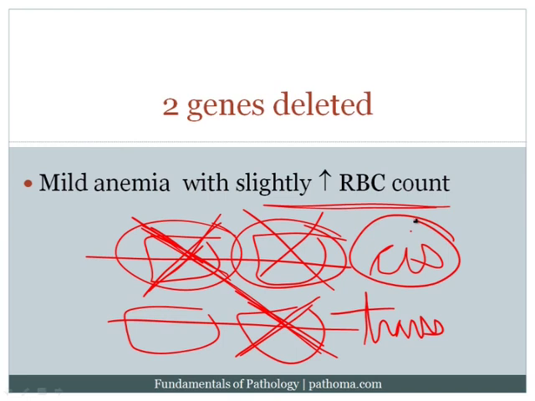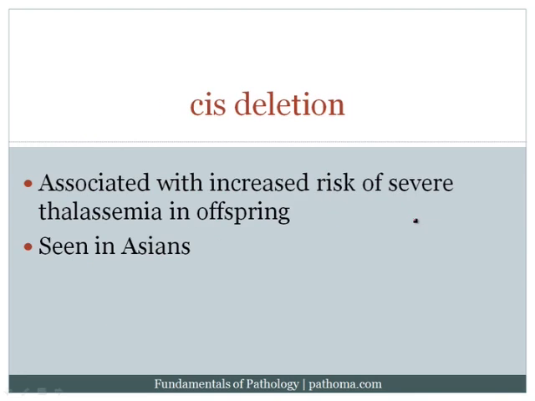And the reason that the cis is worse is because it's associated with an increased risk of severe thalassemia in the offspring.